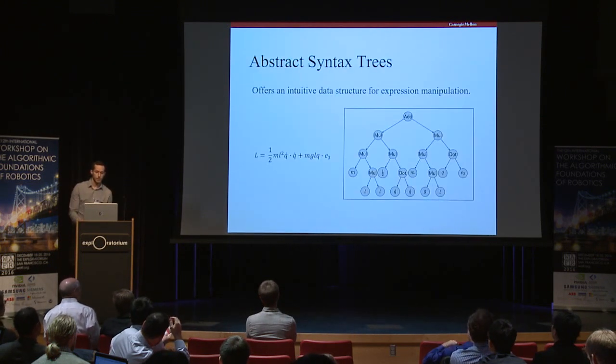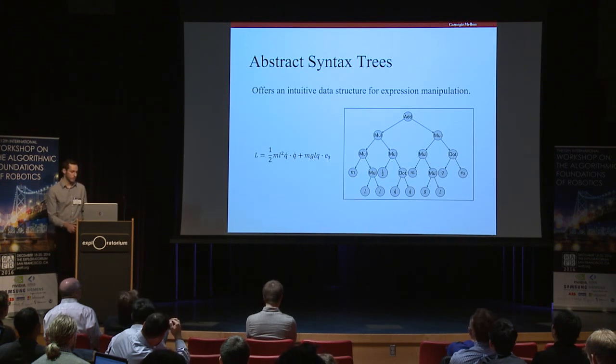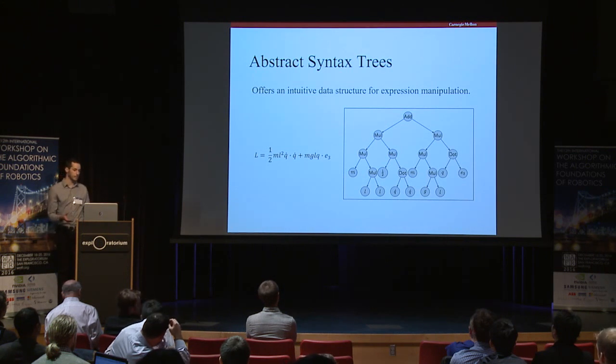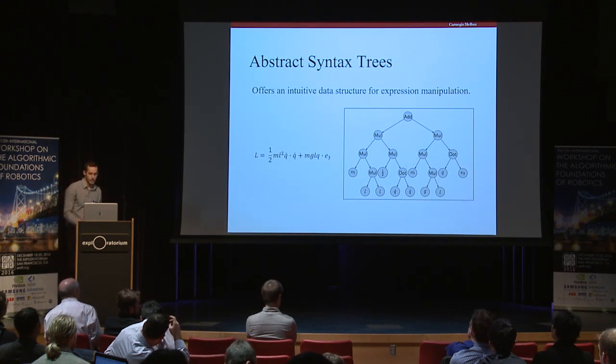Okay, so this is how we bring all these different nodes together. These are called abstract syntax trees. It's pretty straightforward. I'd have an add node that can, for example, for the Lagrangian, combine my kinetic and potential energy like such. And then these multiplication parent nodes can just bring the rest of my terms together.